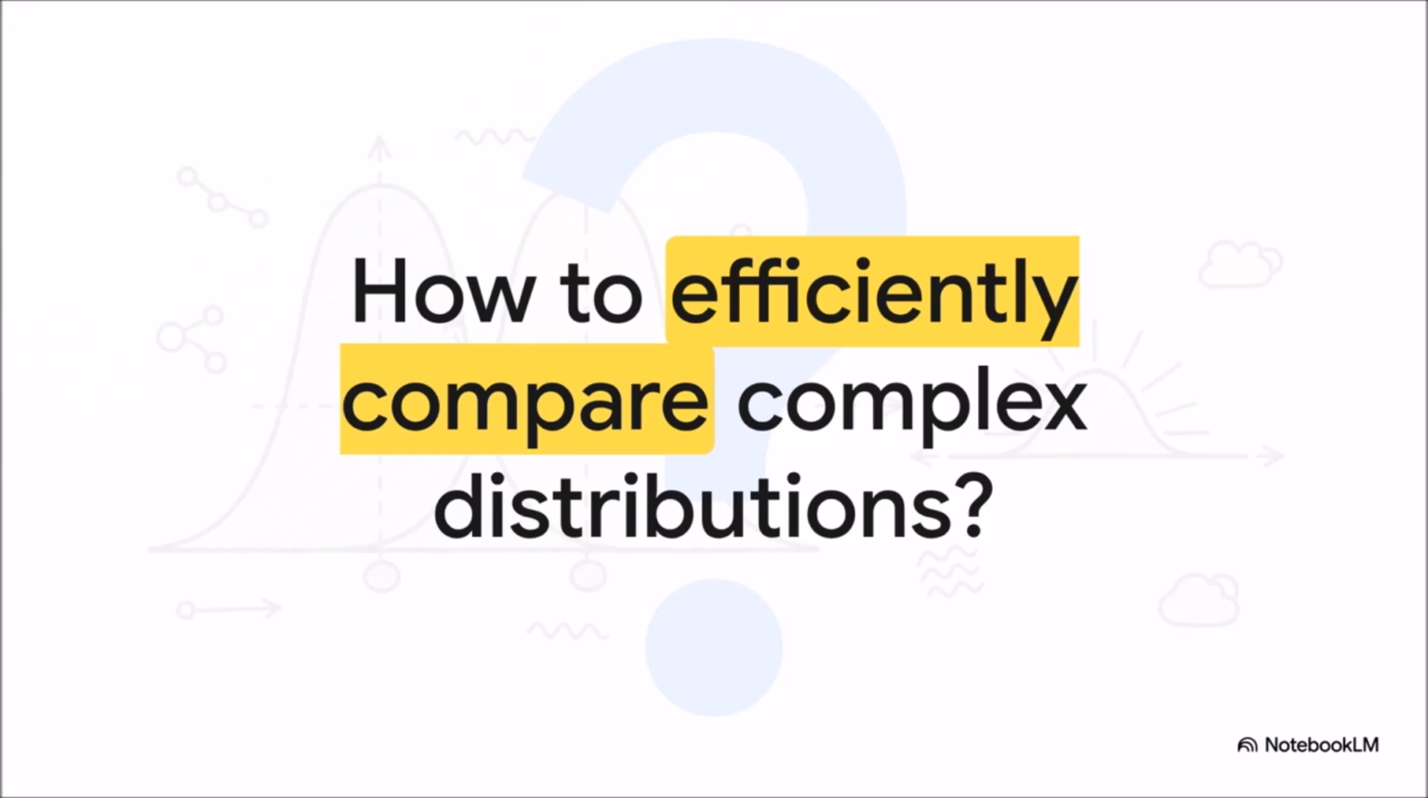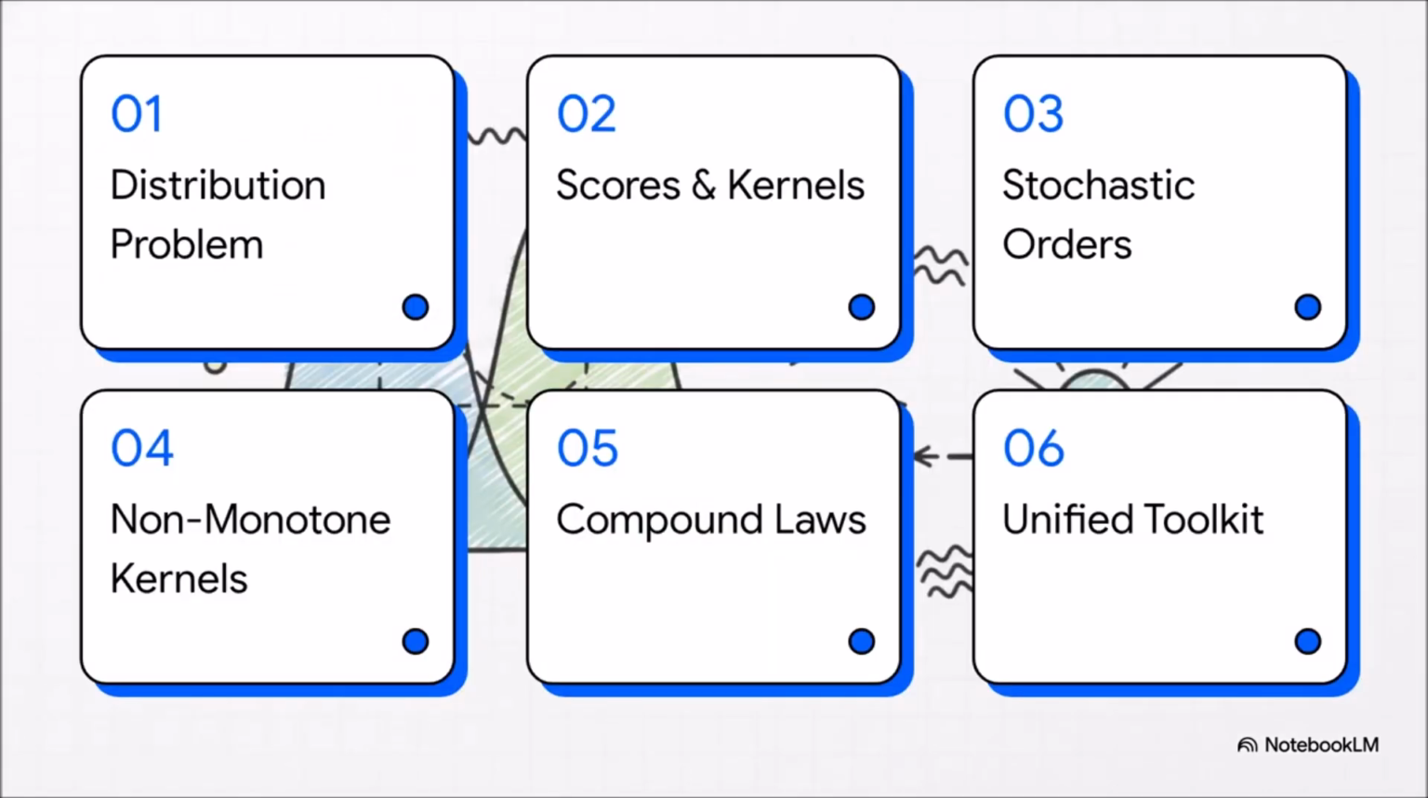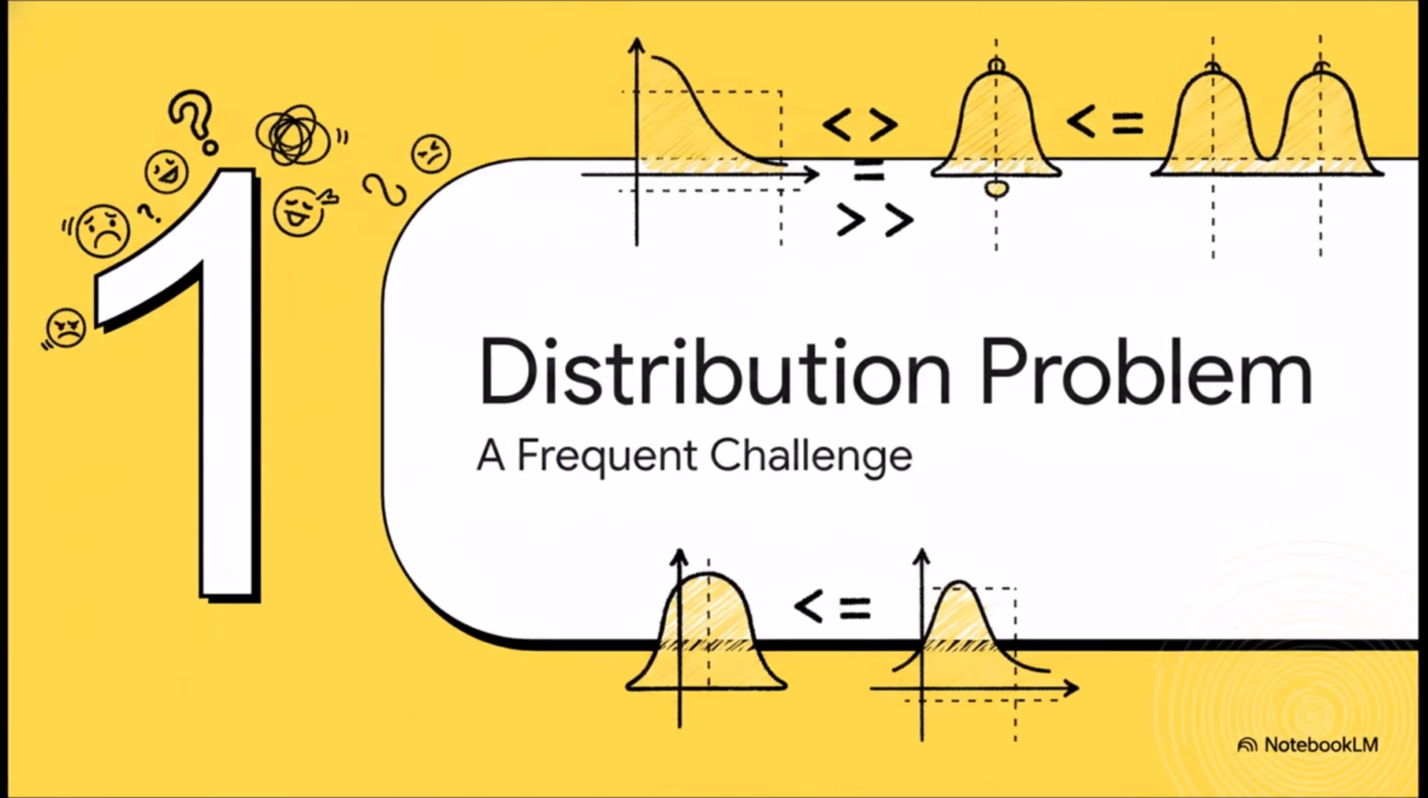It's a massive bottleneck. Here is our roadmap for today's explainer. We'll start with the distribution comparison problem, define scores and kernels, map out the 4 stochastic orders, handle non-monotone kernels, explore compound laws, and finally, wrap up with the unified toolkit. Let's jump right into section 1, the distribution comparison problem.